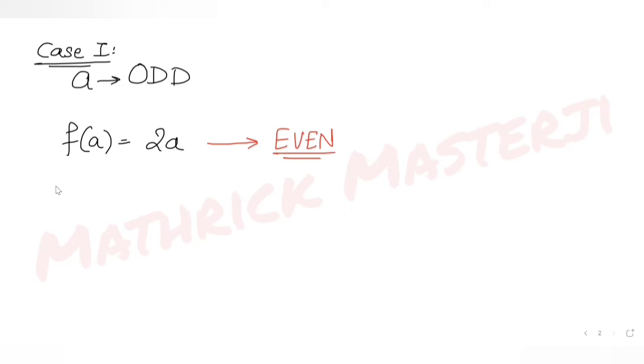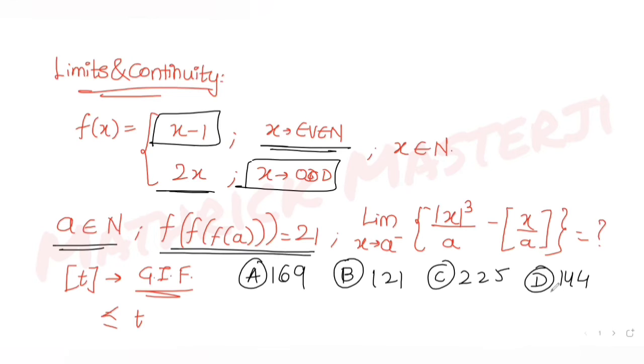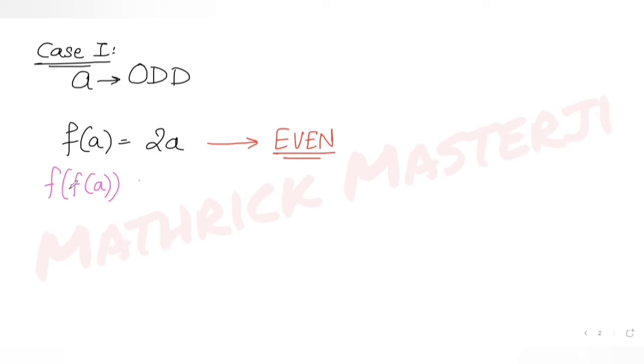Now if I find f of f of a, this being an even number, I will have to use the idea that when x is even, it is x minus 1. So instead of x, it is the whole thing f of a, and f of a is nothing but 2a. So it becomes 2a minus 1. Now 2a was even, and subtracting 1 from it makes it odd. So now f of f of a is an odd number again.